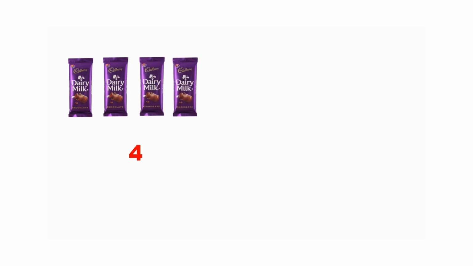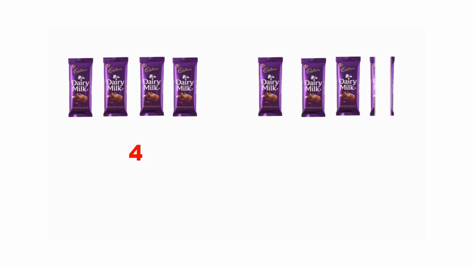I think this is your favorite, chocolates. So let us count the chocolates. 1, 2, 3 and 4. 4 chocolates. So 4 and 4. On both the sides we have 4 chocolates. Now which is more and which is less? Here both are same. That means both are equal.